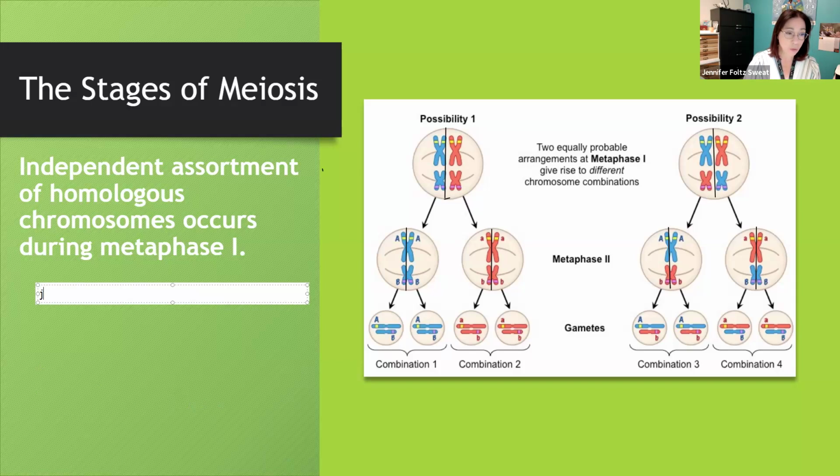So genetic recombination occurs during prophase 1 with crossing over, and metaphase 1. Random or independent, same thing.